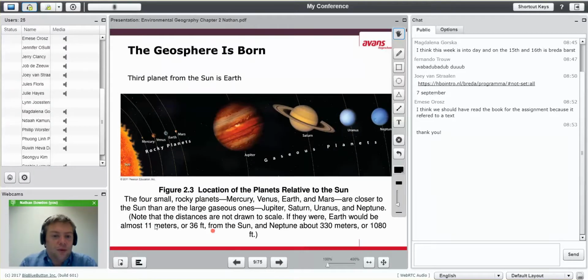Here we go. So here are the four smallest planets, the rocky planets, and then you have quite a distance. And then you have the large gaseous planets, in descending order.